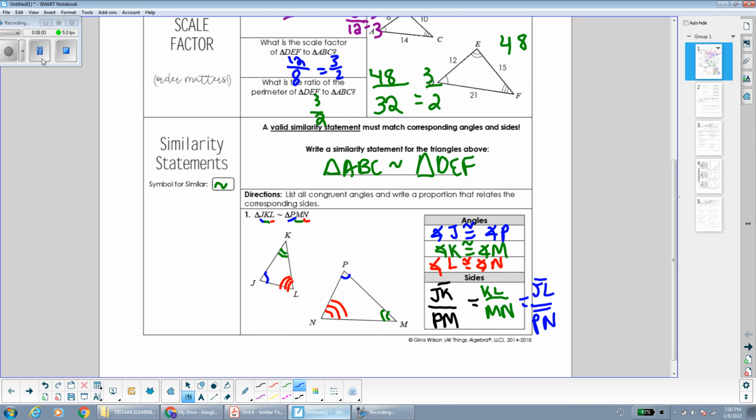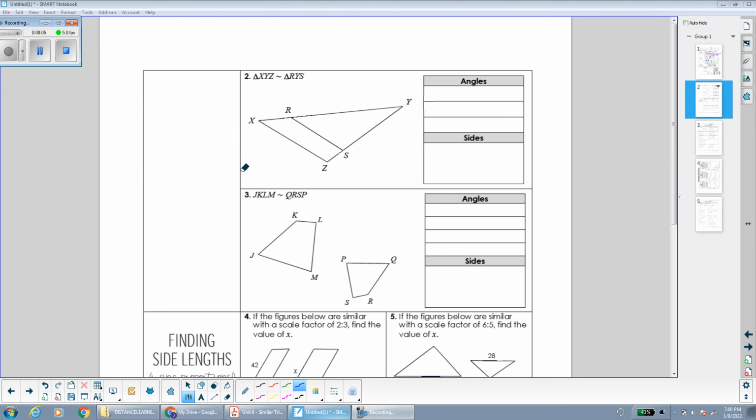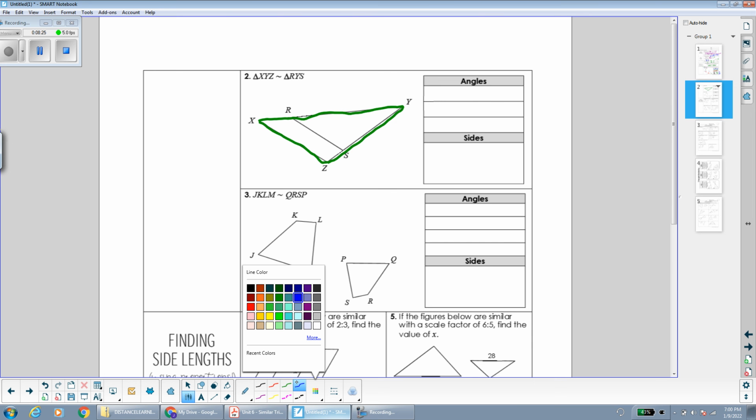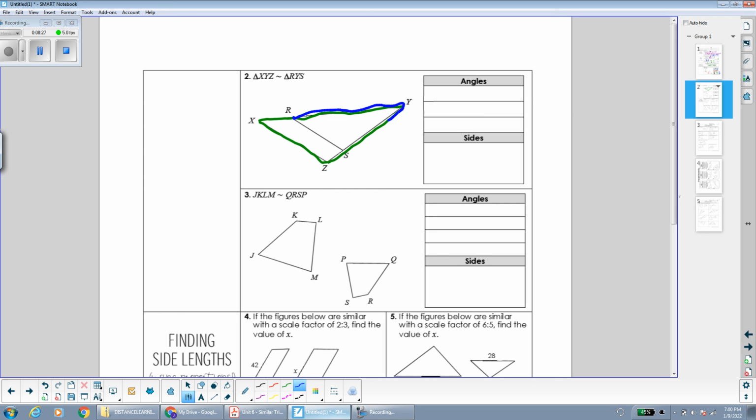Okay, let's move it along. Here we're going to continue and do the same thing. We are going to name some congruent angles in the similar triangles, and we're going to name the proportional sides. So here we have triangle XYZ, the large triangle, similar to triangle RYS, which is the smaller triangle over here.